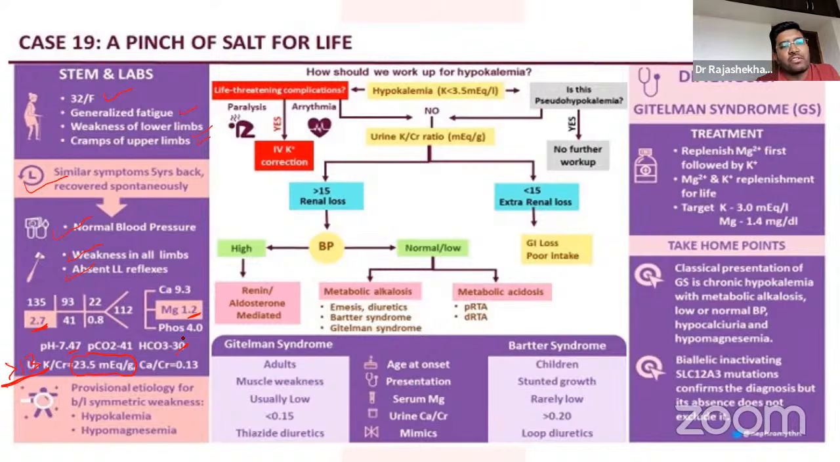The diuretic therapy history is not available, so it is either Bartter's or Gitelman's. To differentiate them, the calcium creatinine ratio was measured. It is very low, so there is associated hypocalciuria. Since there is hypocalciuria, this is behaving like diuretic toxicity, and that is why this is Gitelman syndrome. This is pretty simple in case scenarios, whereas in day-to-day practice it might be difficult.